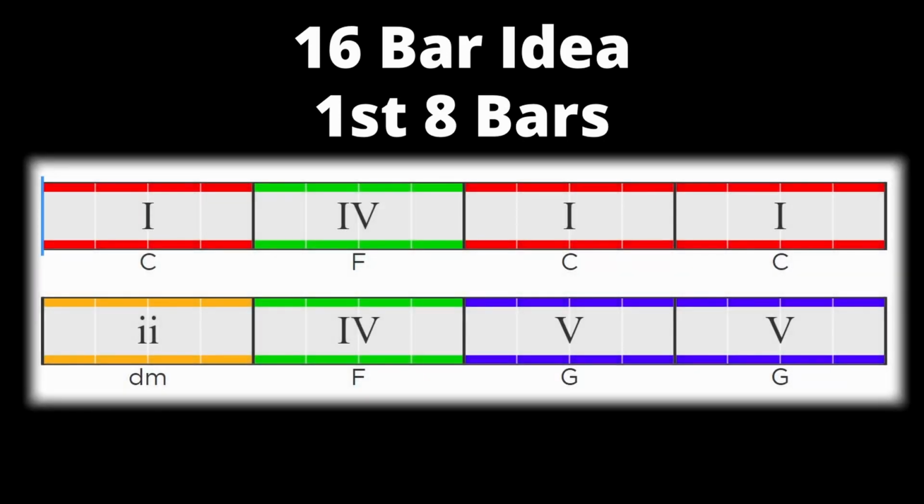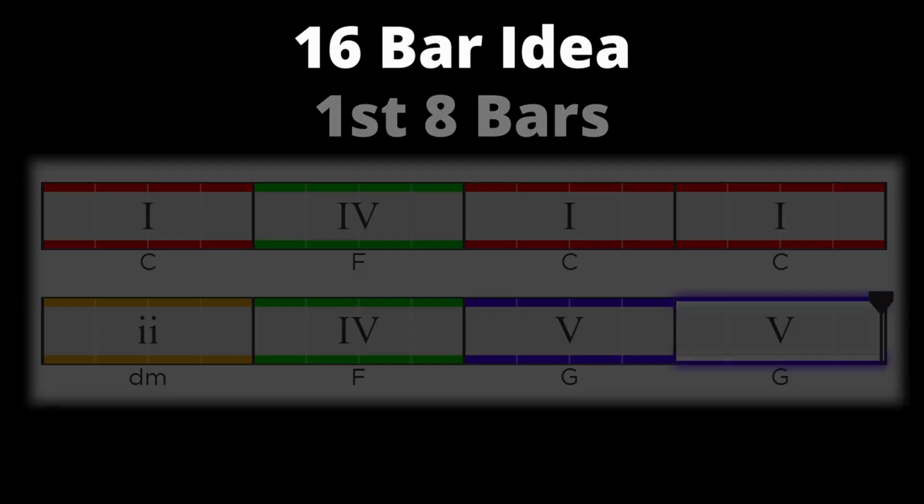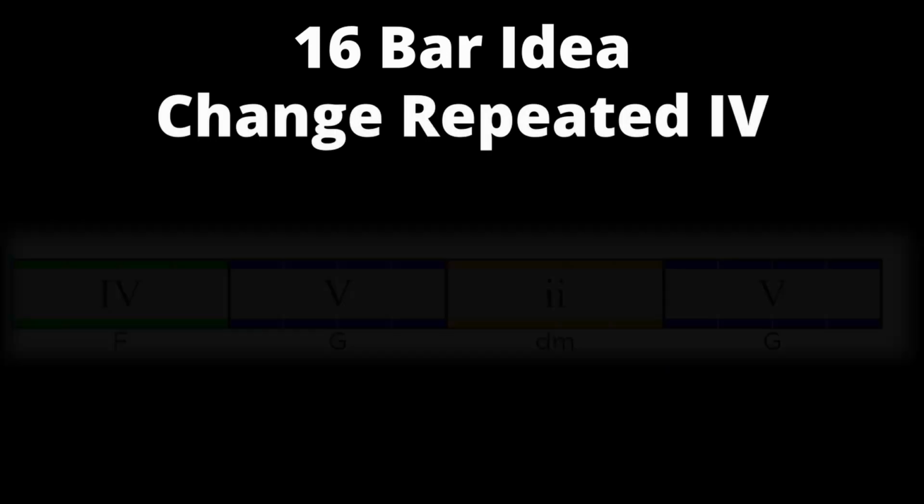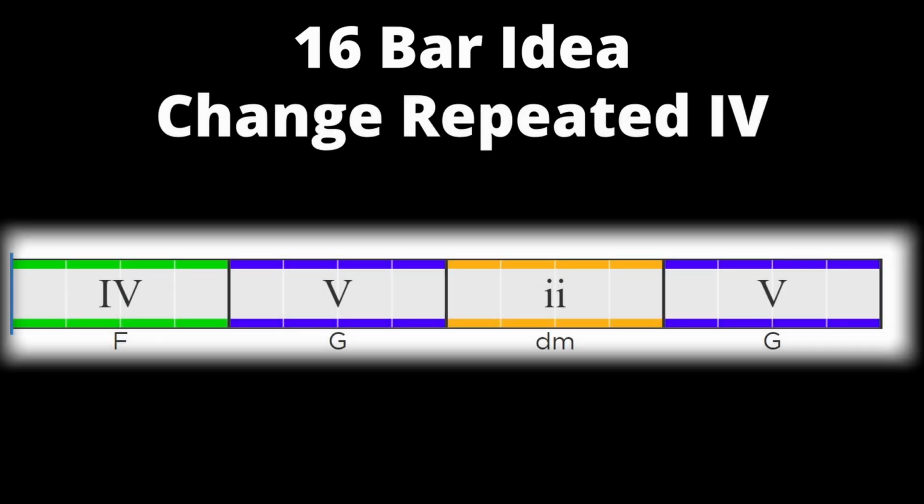The first 8 bars take a typical 1, 4, 5 idea, and we change a 1 chord in bar 5 to the 2 chord in order to delay the 1 chord for later in the song. In bars 9 to 12 we will change a repeated 4 chord to its relative minor 2. This also means the 2 chord has a different role to the one it had in bar 5.